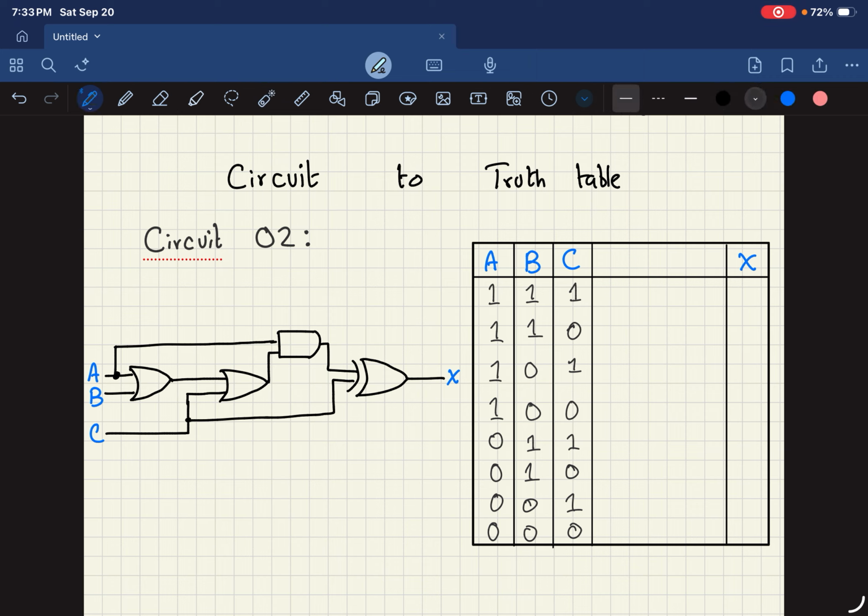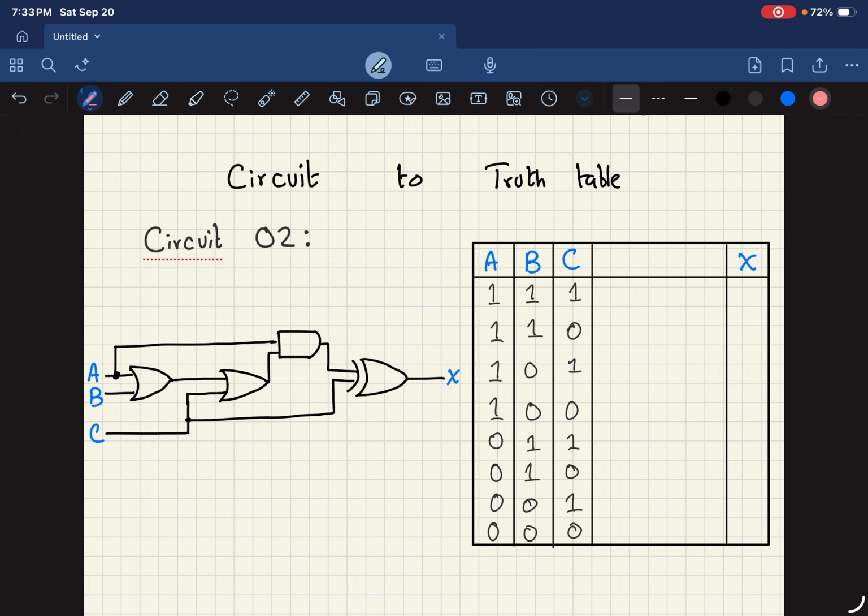Remember that the very first step was to simply mark out all the outputs of each of the gates over here using letters which are not already used. So I won't use A, B, C or X, but let's say I write down D over here, E over here, F over here, and then the final one is already labeled X. Okay, so I will write down those outputs over here, D, E and F.